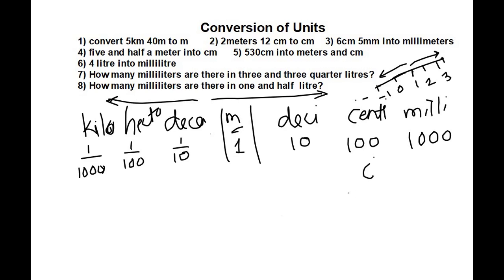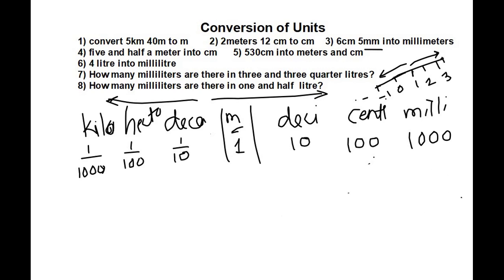Similarly, next example says 6 centimeter, 5 millimeter into millimeters. This is 6 centimeter, this is centimeter, and this is 6. I have to convert into millimeters. So again positive direction, which becomes 60. On top of that I have 5 millimeters more. So total becomes 65 millimeters.